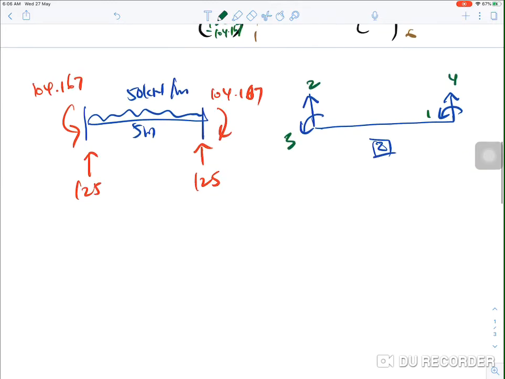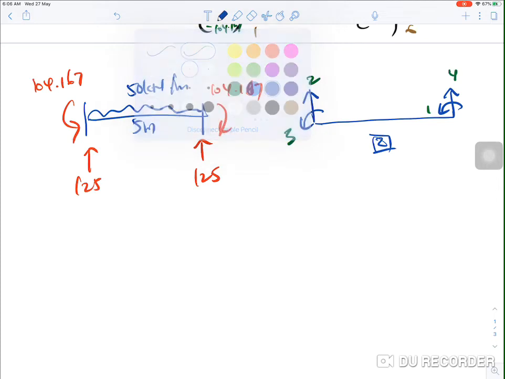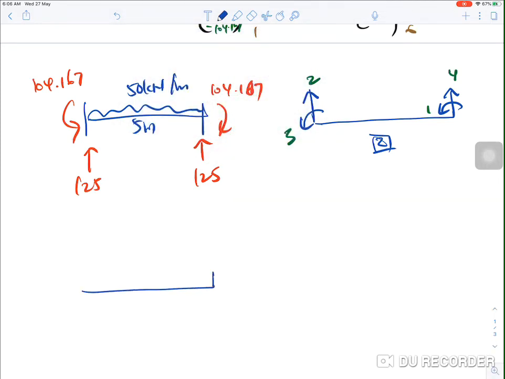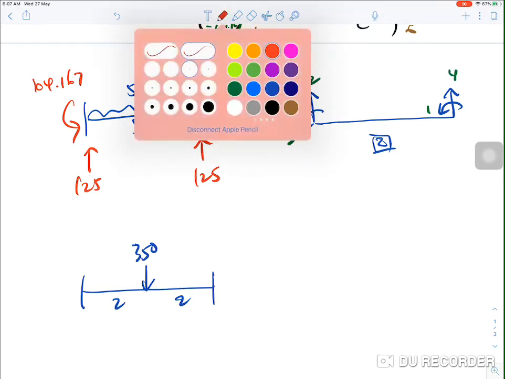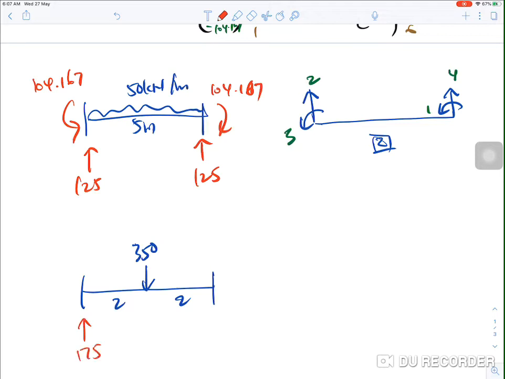Okay, we will do the same for element number 2. For element number 2, it is a point load, 350, 2 meter, 2 meter. So P over 2 is 350 divided by 2, it is 175. And for the fixed end moment, it is PL over 8. P times L is 4, over 8. It is 175.